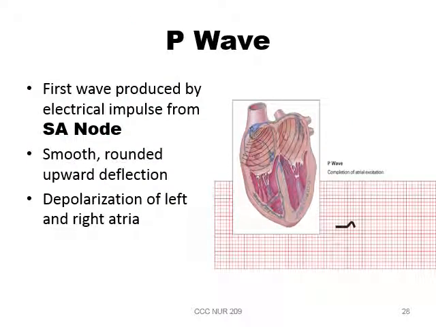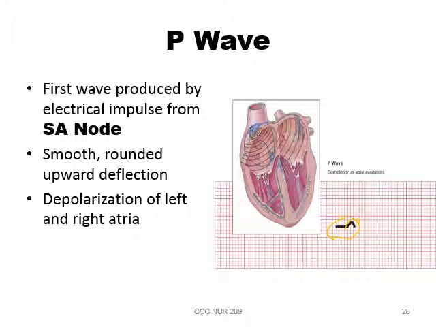Now let's begin to explore that entire electrical complex from beginning to end. We're going to begin with the P wave. The P wave is the first wave produced, and that's produced from the electrical impulse from the SA node. When we look at the P wave in lead 2, and most of our strips are going to be in lead 2, the P wave should be smooth, rounded, and have an upward deflection. You can see here that the P wave is upright and kind of rounded. So that's what we want to see in a P wave.